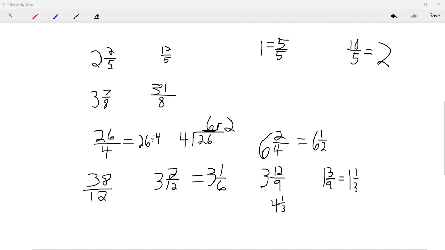So hopefully that was helpful in showing how to convert mixed numbers into improper fractions and vice versa, and basically why these methods work.